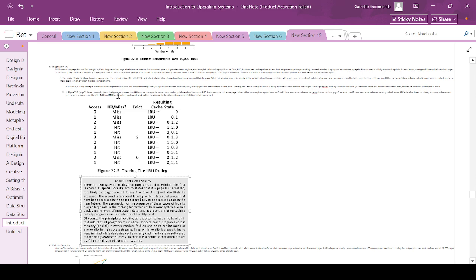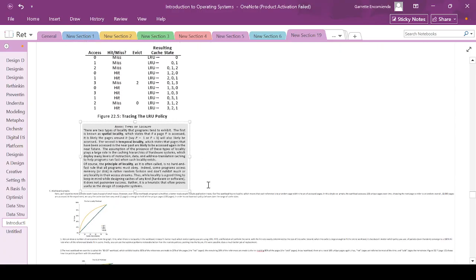MFU, or most frequently used, and MRU, or most recently used, on the other hand, do not work well because they are the opposite of least frequently used and least recently used, as they ignore the locality most programs exhibit instead of embracing it.